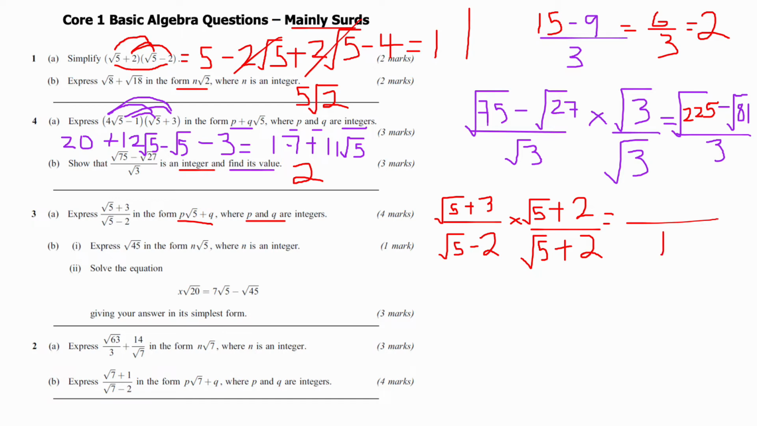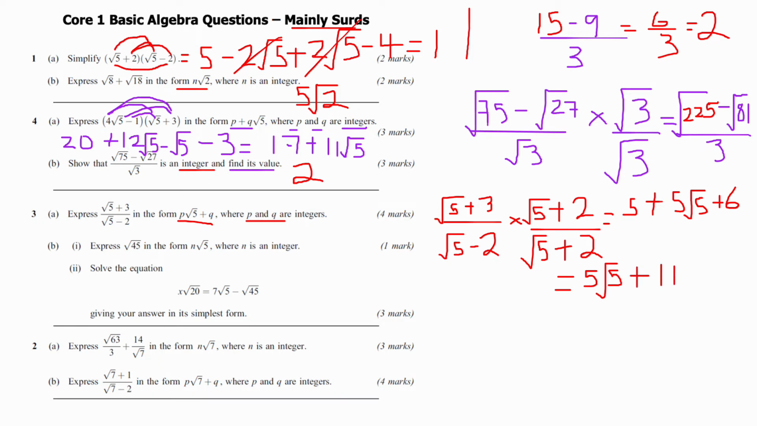On the top, I'm going to have root 5 times root 5 is root 25, which simplifies to 5, plus 2 root 5 plus 3 root 5, so we're going to have plus 5 root 5, and you simplify that, and then 3 times 2 is going to be 6. So collecting our like terms, dividing by 1 doesn't change our answer, so let's just get rid of that division by 1. 5 plus 6 is 11, so we're going to have 5 root 5 plus 11. So it's just expanding brackets with surds.